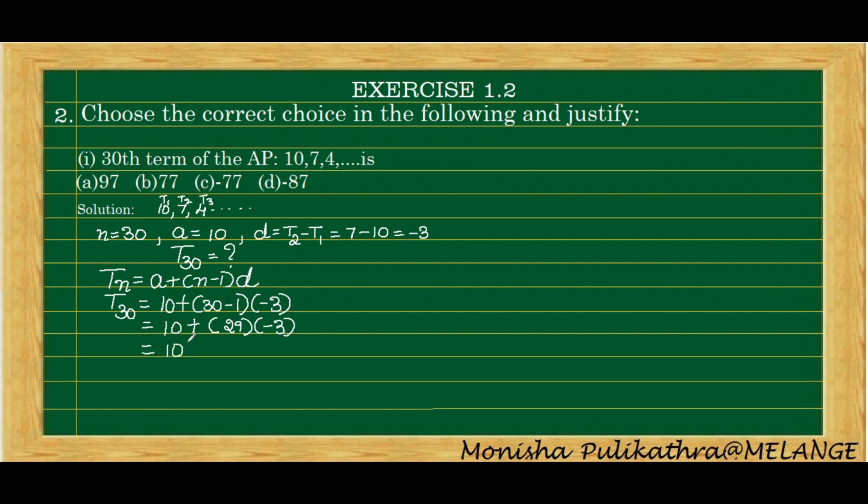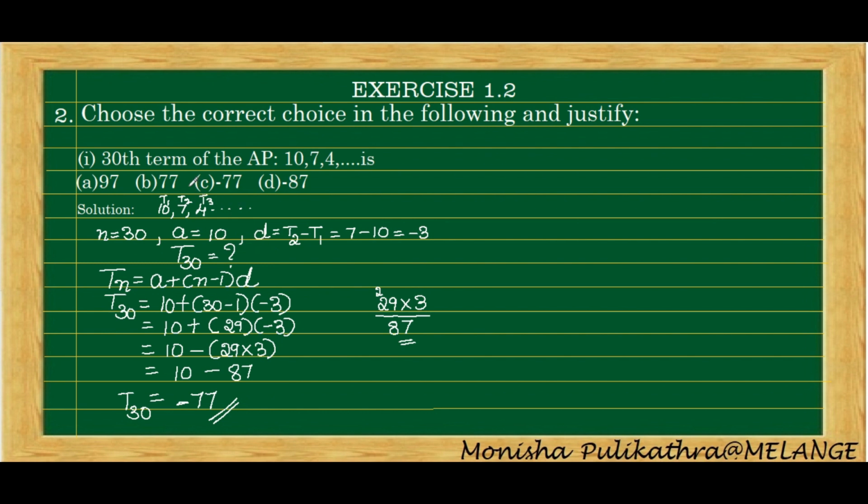In the next step, you need to multiply plus into minus. What is plus into minus? Plus into minus is minus. So here we need to multiply 29 into 3. So what is 29 into 3? 3 9s are 27, 2 carry, 3 2s are 6, 7, 8. So 29 into 3 is 87. So 10 minus 87. Okay, what is 87 minus 10? 87 minus 10 is 77, whereas the larger number has the sign minus, so we need to put minus here. So the 30th term T30 is equal to minus 77.